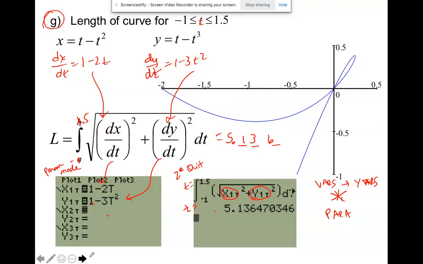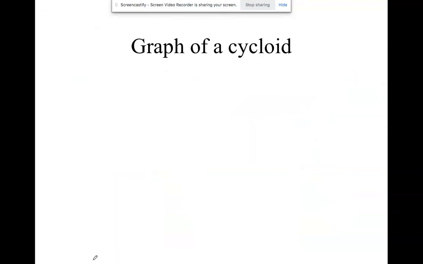Crazy. All right. We will do some more examples of this when we get together. Oh, I forgot I wanted to tell you about the graph of a cycloid, but I think I will leave that for our live session.